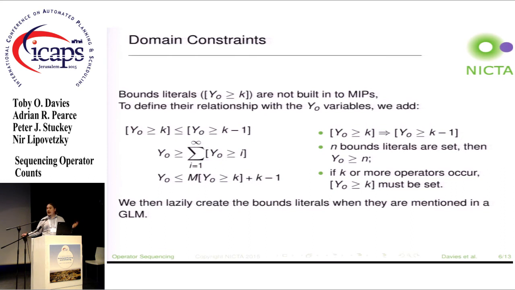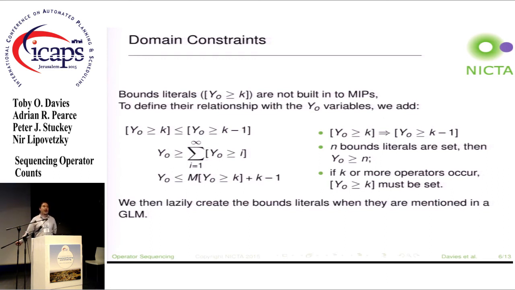The second constraint says that if I've set k bounds literals, so I've set 1, 2, and 3, then I must have at least 3 operators. I could have more, but I have to have at least 3. And the third one is the tricky one that you should probably read the paper to work out exactly how that works. Uses big M tricks. Basically, this is a very large number, and it says that if I have set the kth bound literal, I'd better have at least k, if I have k of these, then I'd better have set the kth bounds literal.